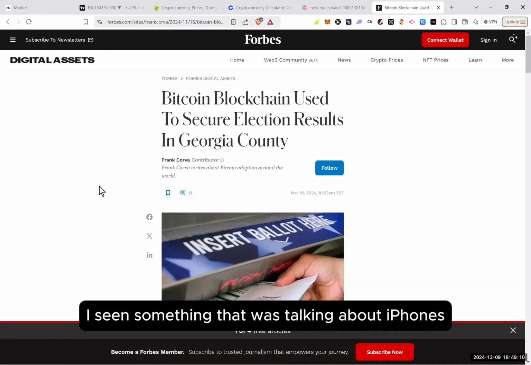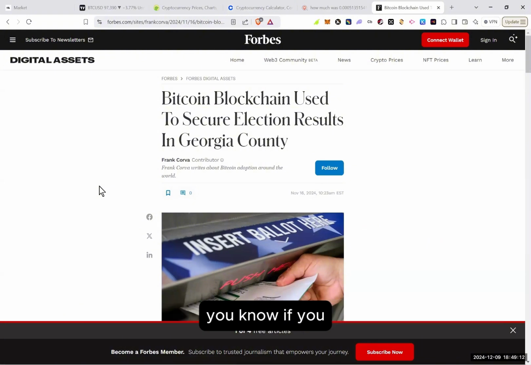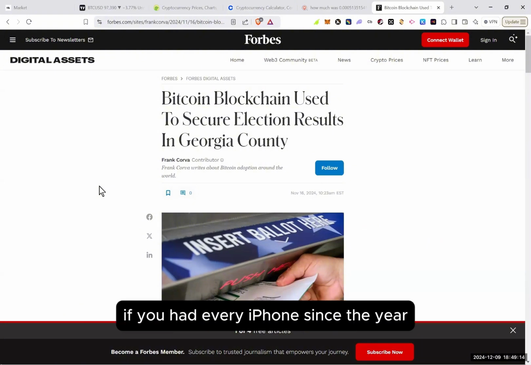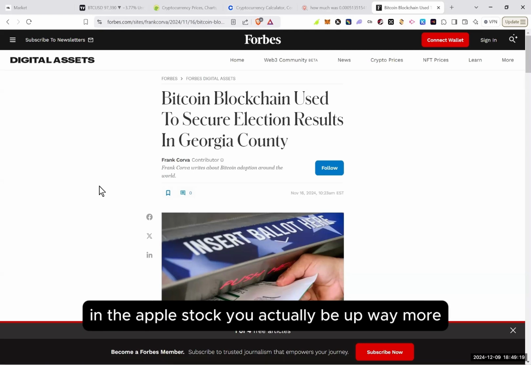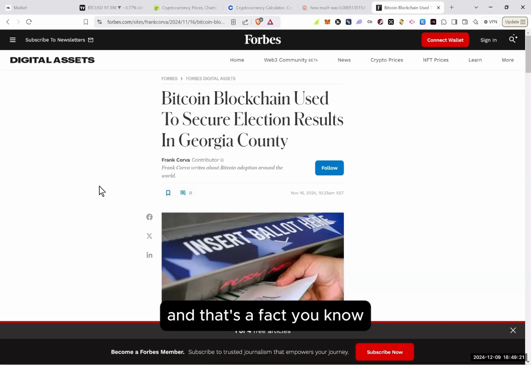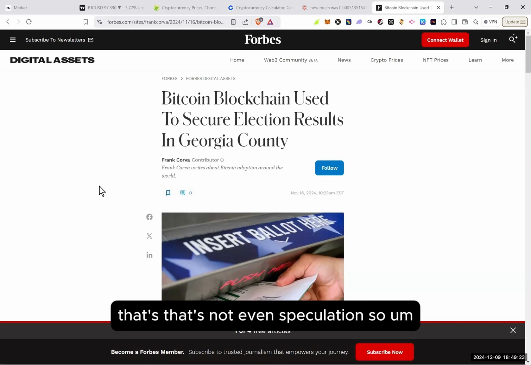I seen something that was talking about iPhones. If you had every iPhone since the year whatever, you spent this much. If you would have spent that same amount in the Apple stock, you would actually be up way more. And that's a fact. That's not even speculation.